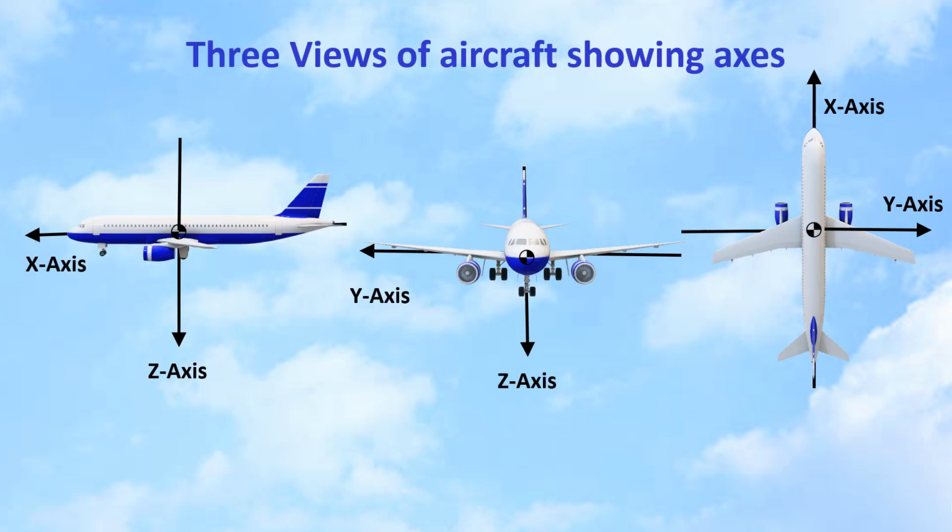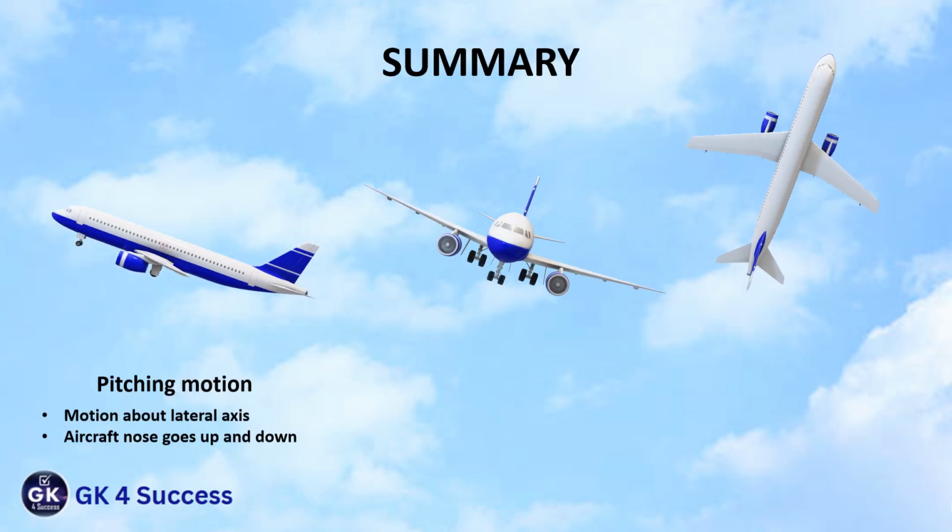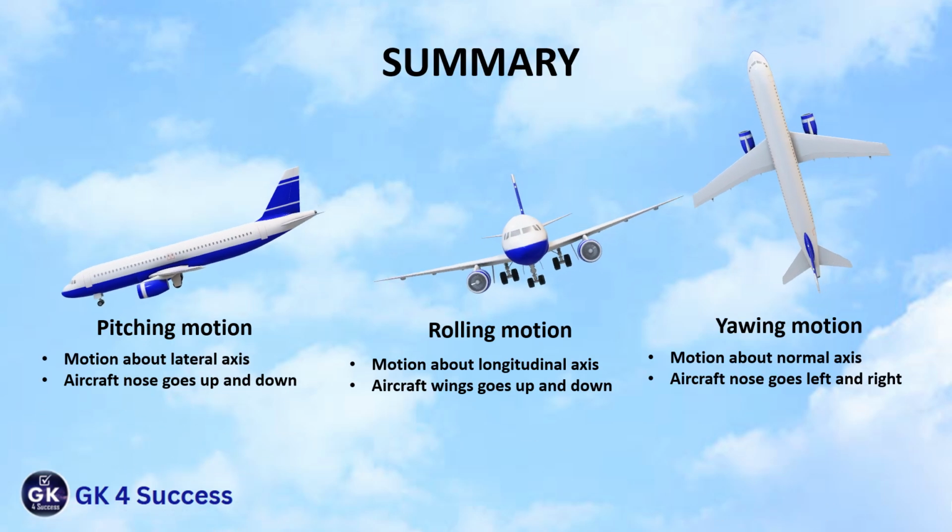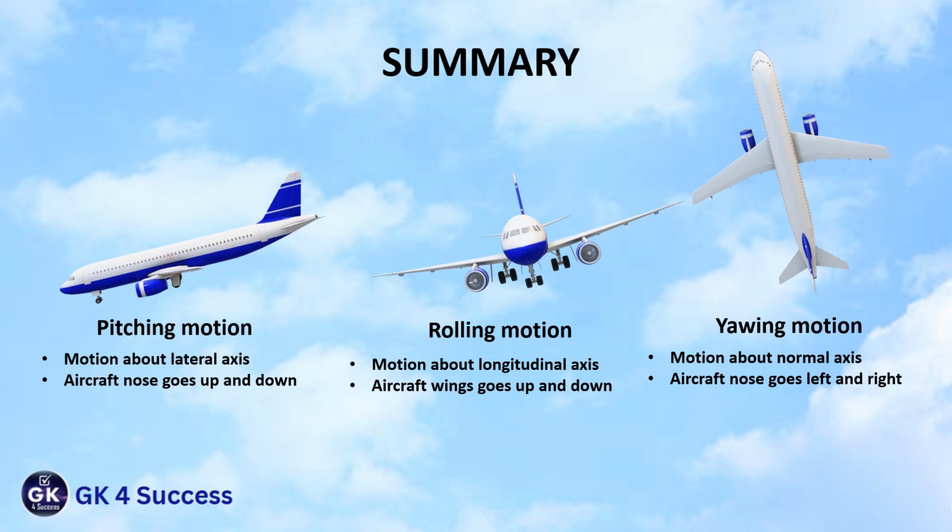3 views of aircraft are shown here: the side view, the front view and the top view, indicating different axis system. The summary of the motion of aircraft about these 3 axes is shown here.